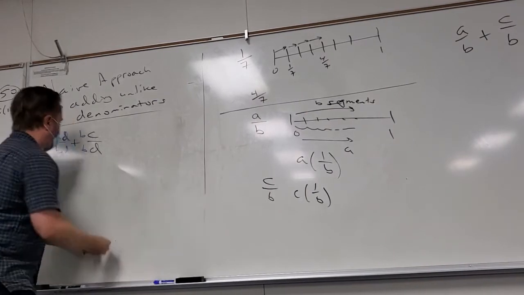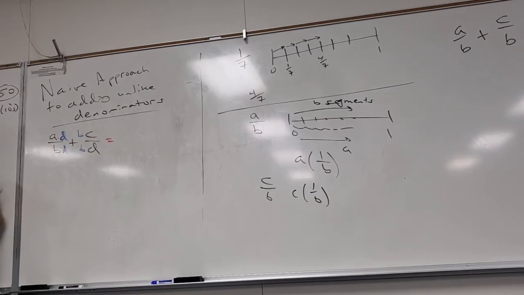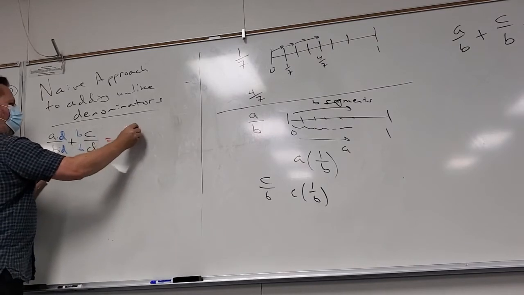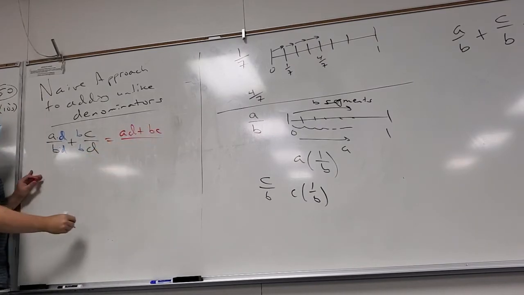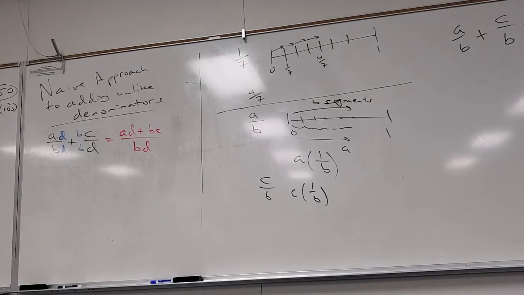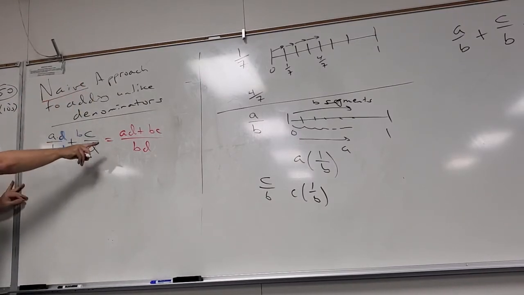So what would that be then at the end? AD plus BC over BD. I like it. Now, I call this the naive approach because are you always going to do this?